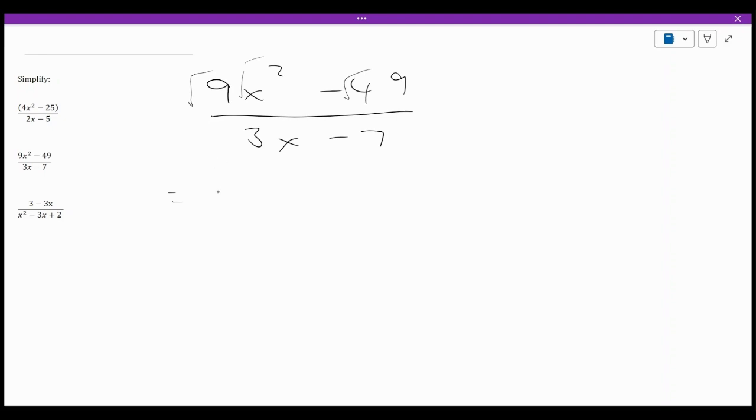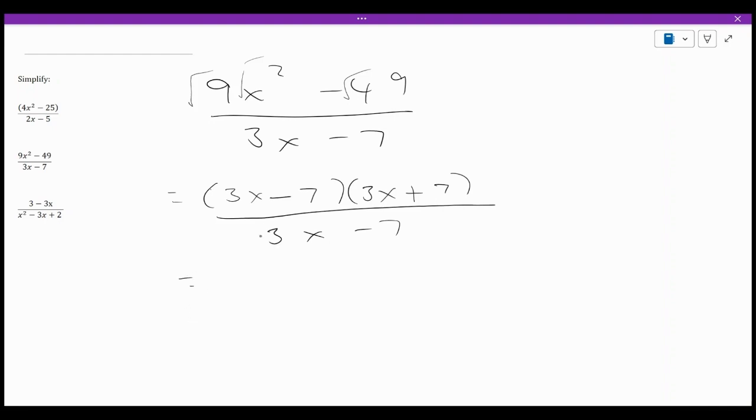And then we know that the square root of 9 will give us 3. Square root of x squared is x. Put a negative here, square root of 49 is 7. Again, same numbers, put them on this side. Now we just have a positive, and then we have our 7 again there. Difference of two squares, this is how we do it. I'll put a line there, and then write this again.